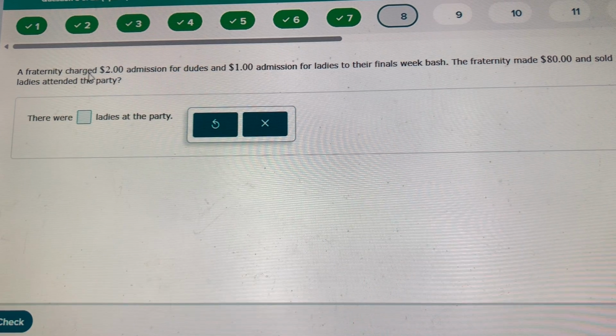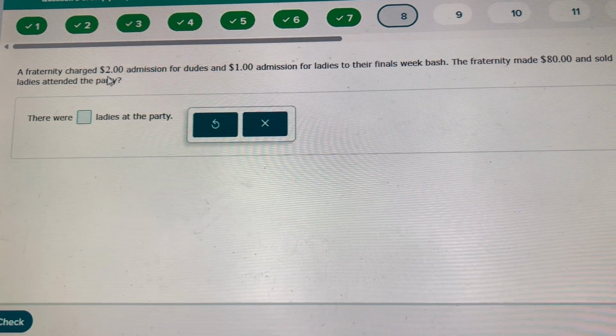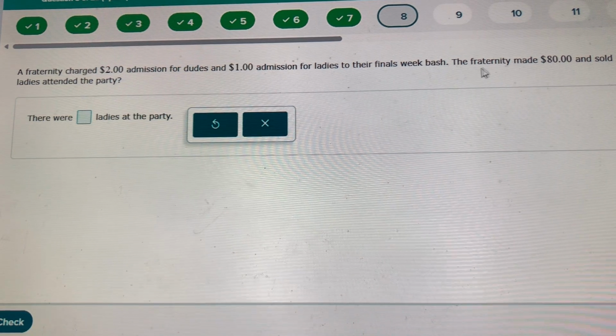A fraternity charged $2 admission for dudes and $1 for ladies. I remember this when we did the homework. The fraternity made $80 and sold 55 tickets. How many ladies attended the party?